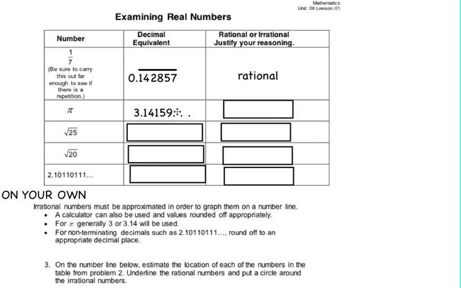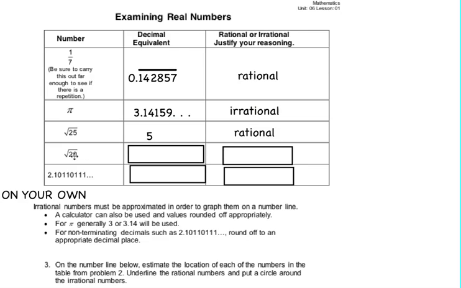Pi was 3.14159, and it kept going on forever, and it did not repeat, so this is irrational. Let's look at these weird little ones, though. The square root means what times itself will equal 25. If we're looking at the square root of 25, what times itself is 25? Well, the answer to that is 5. And since 5 is a natural number, it is rational.